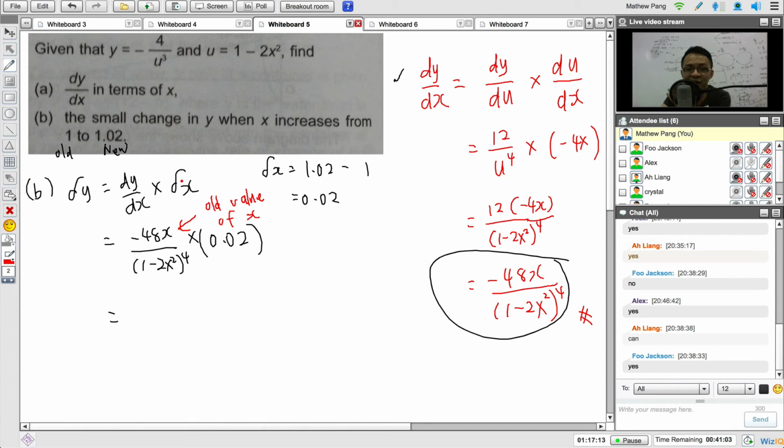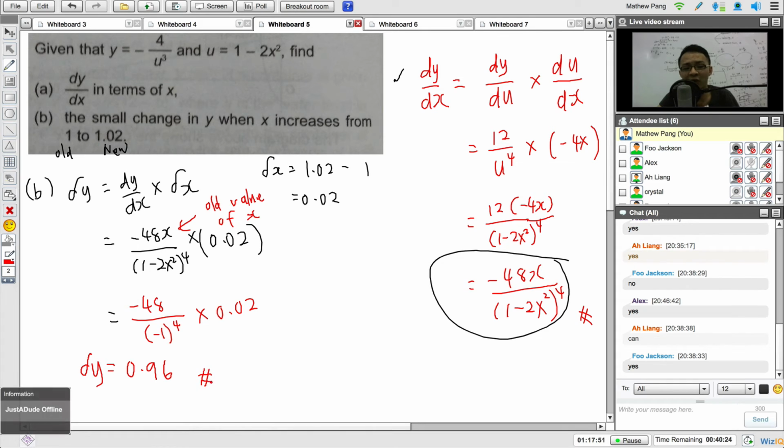Alright, your old value of x over here will be 1. So I'm going to substitute into it. In negative 48, substitute 1 is just negative 48. This is 1 minus 2, which is negative 1, to the power of 4, multiply 0.02. Negative 1 to the power of 4 just gives you 1. So it's 48 multiply 0.02. I press the calculator, 48 multiply 0.02, and I will get the answer 0.96, sorry. Okay, so this is my change of y.